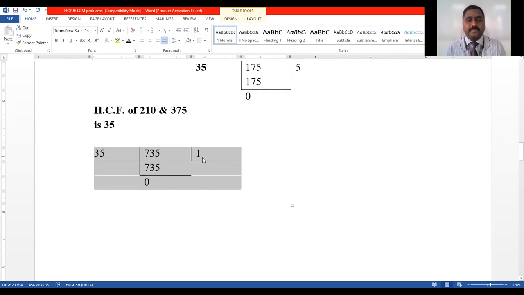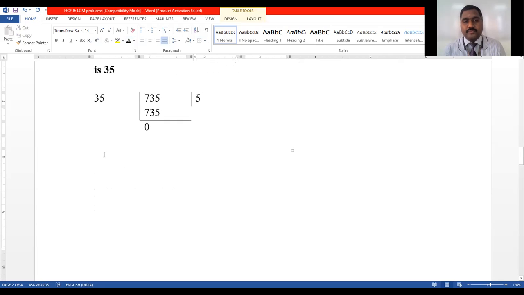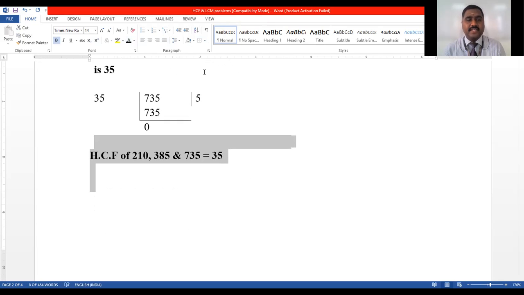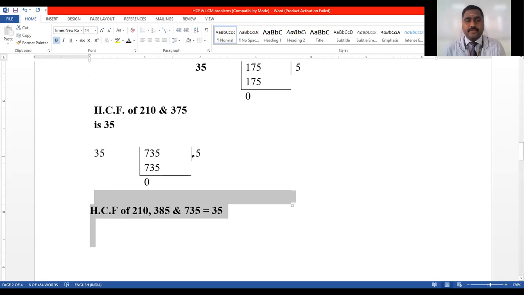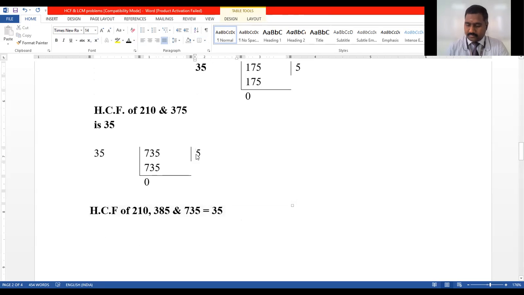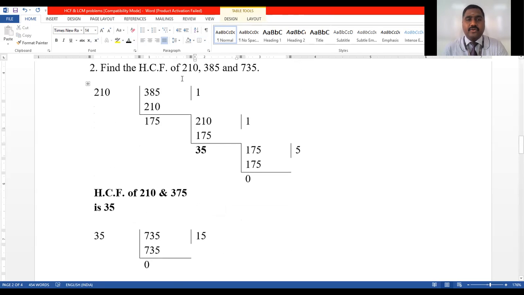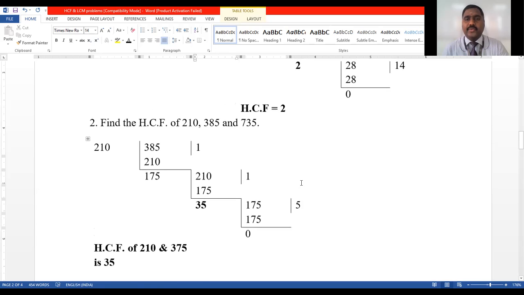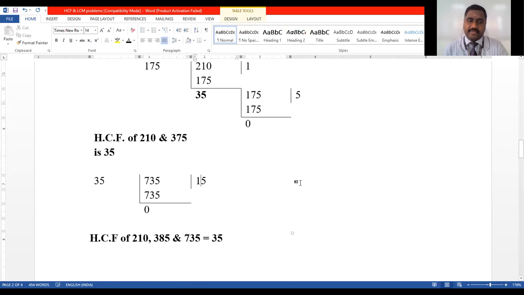Okay. So it goes 5 times. Right. Okay. So now it is proved. So HCF is 35. Right. So the HCF for 210, 385 and 735 is 35. So like that you can solve by using the division method.